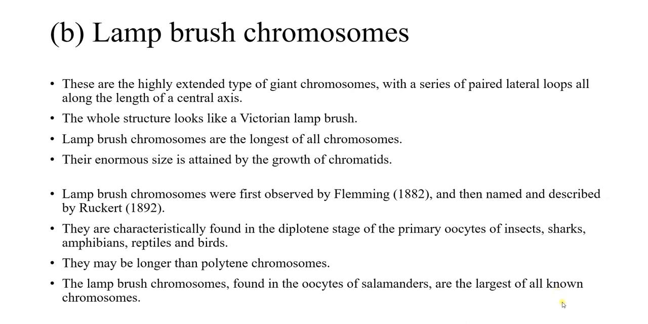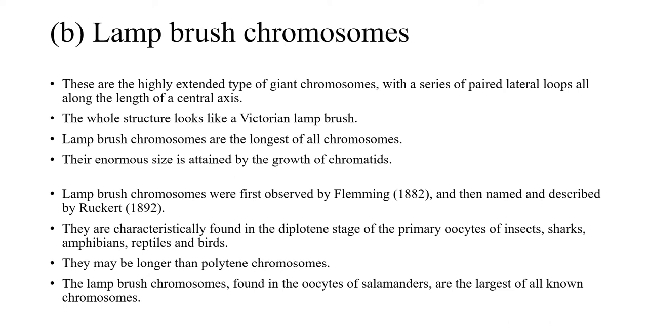Next is lampbrush chromosomes. Lampbrush chromosomes are the highly extended type of gene chromosomes with a series of paired lateral loops all along the length of a central axis. The whole structure looks like a Victorian lampbrush. That's why it is known as the lampbrush chromosome. Lampbrush chromosomes are the longest of all chromosomes. Their enormous size is attained by the growth of chromatids.